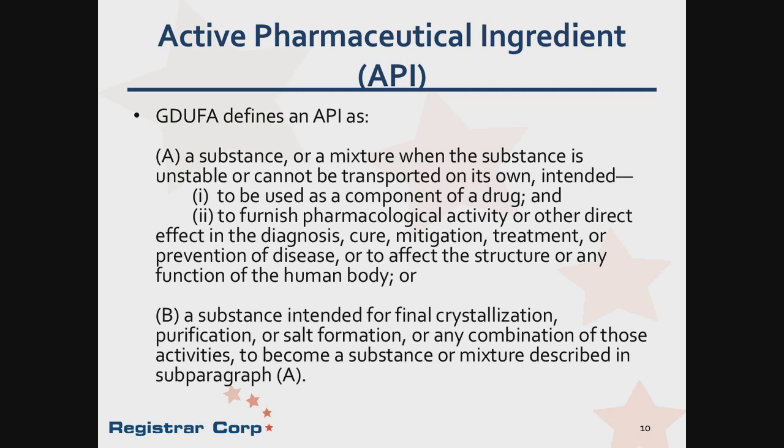The definition for an active pharmaceutical ingredient under GDUFA differs from the definition that applies for drug establishment registration and product listings. Per 21 CFR Part 207.1, an active pharmaceutical ingredient means any substance that is intended for incorporation into a finished drug product and is intended to furnish pharmacological activity or other direct effect in the diagnostic, cure, mitigation, treatment, or prevention of disease, or to affect the structure or any function of the body. Active pharmaceutical ingredient does not include intermediates used in the synthesis of the substance.